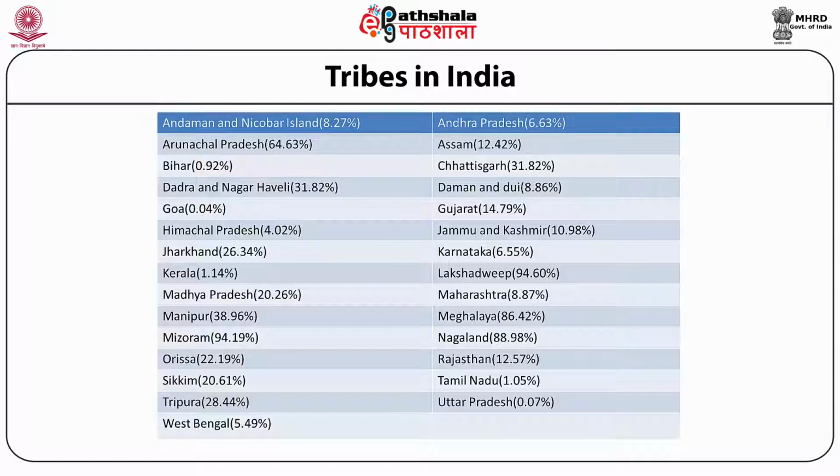So for example, in the state of Arunachal Pradesh, it is almost 65% of the population that are tribal. Or even Meghalaya, 87% are tribal population. Or in Nagaland, 89% are tribal population. Followed by other states with 1%, 2%, 10%, 15%. It shows that all these states more or less have a significant presence of these tribal groups or tribal communities.